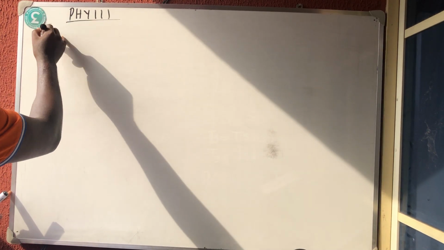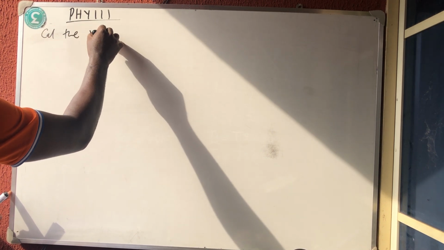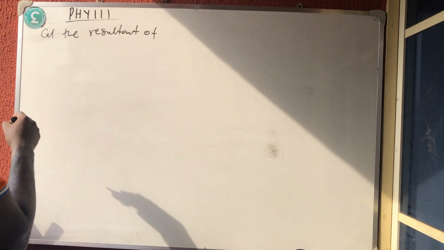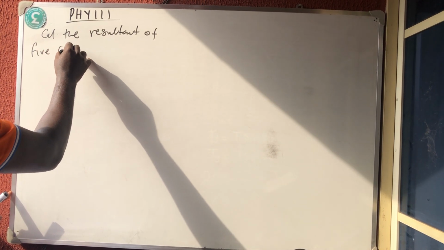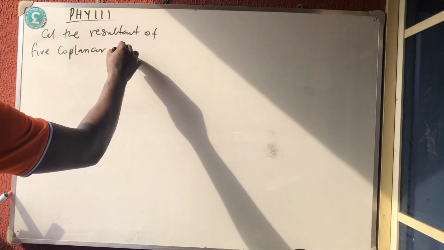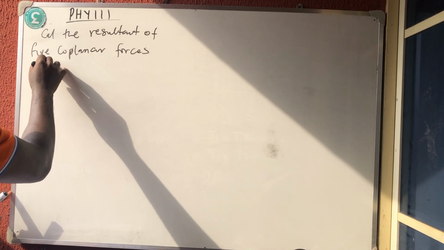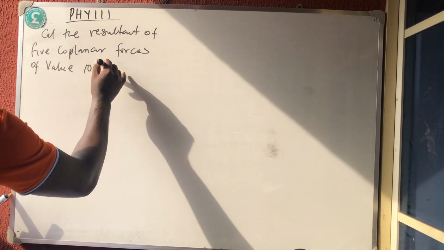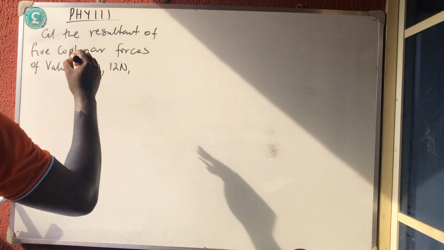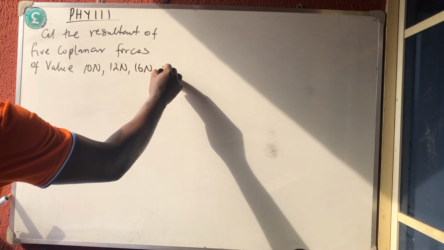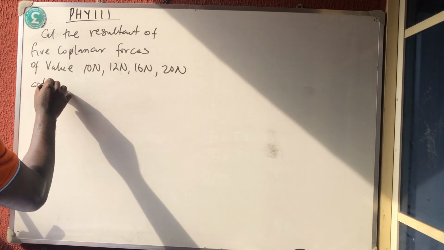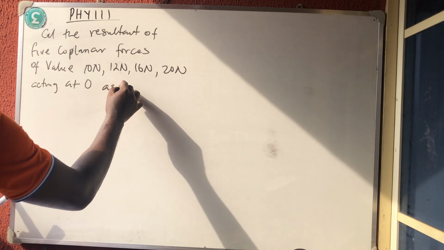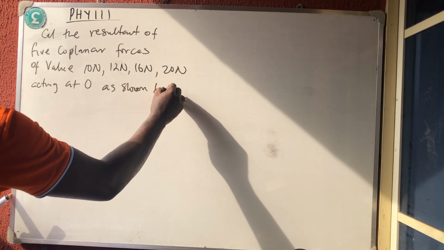Okay, they say calculate the resultant of 5 coplanar forces of value 10 Newton, 12 Newton, 16 Newton, and 20 Newton, acting at 0 as shown below. So I'm having something like this.